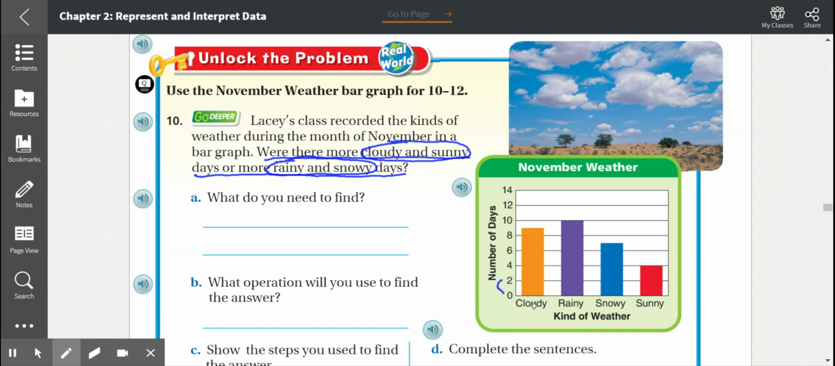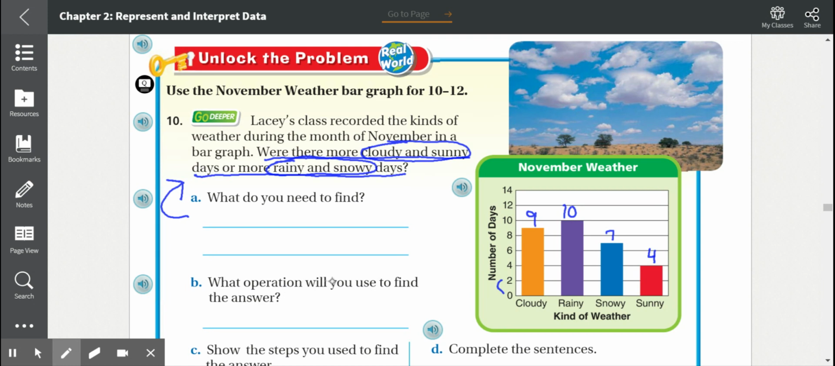So let's look at cloudy. It goes all the way up to not 8, not 10, but 9. Rainy goes to 10. Snowy goes to 7, and then sunny stops at 4. So what do we need to find? I'm just going to point to it, right? We just underlined it. We want to know, were there more cloudy and sunny days or more rainy and snowy days?